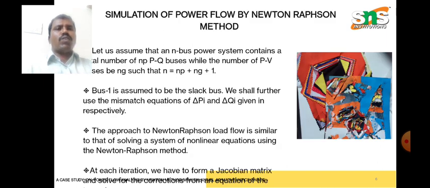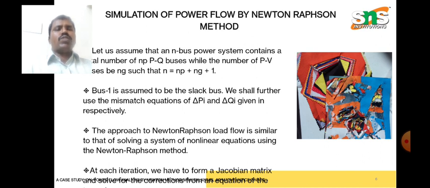Simulation of power flow by Newton's method. Let us assume that an N-bus power system contains a number of PQ buses. The number of PV buses is such that N equals NP plus NG plus 1. Bus 1 is assumed to be a slack bus. We shall further use the mismatch equations, delta P i and delta Q i, given respectively.